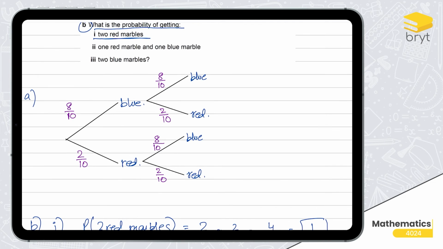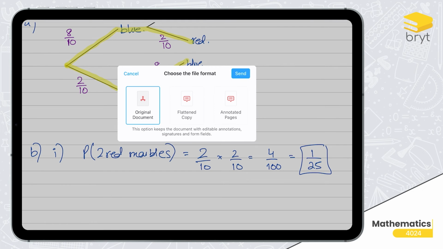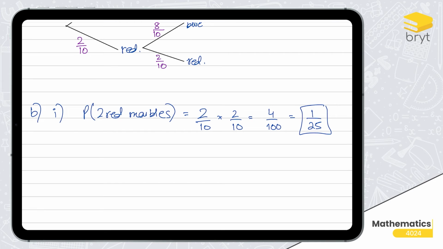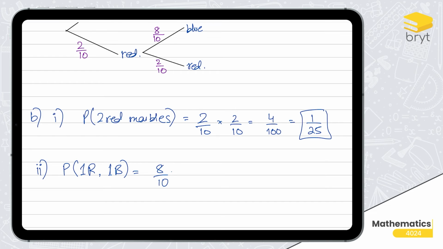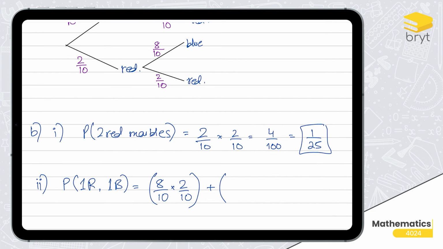Then we have the second part where it says 1 red marble and 1 blue marble. It does not specify the order, so I have to consider 2 options. So 1 red and 1 blue can be the first blue, second red, or the first red and second blue. The probabilities in this case will be done the same way. Probability of 1 red, 1 blue: it's going to be 8 over 10 times 2 over 10, or, which in this case will be plus, 2 over 10 times 8 over 10.